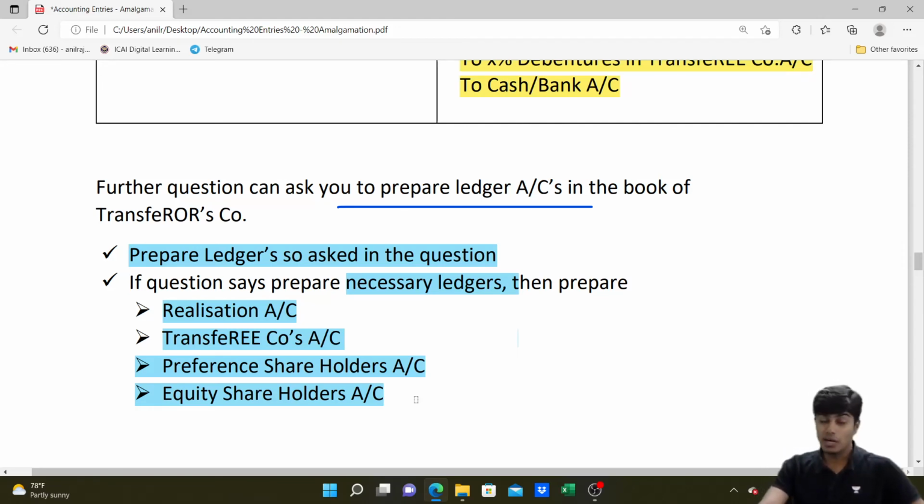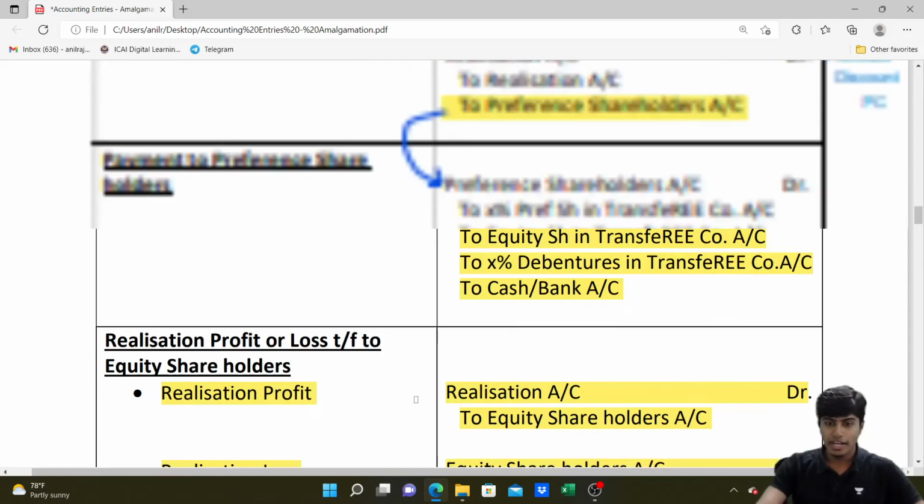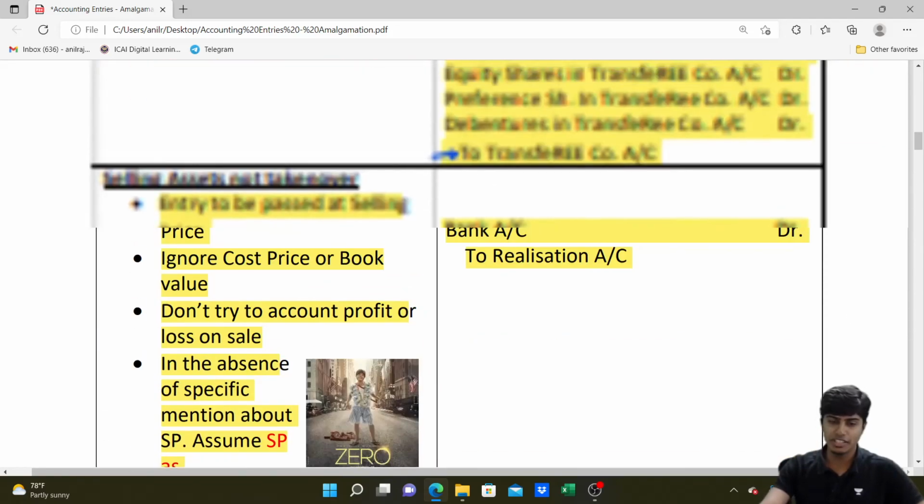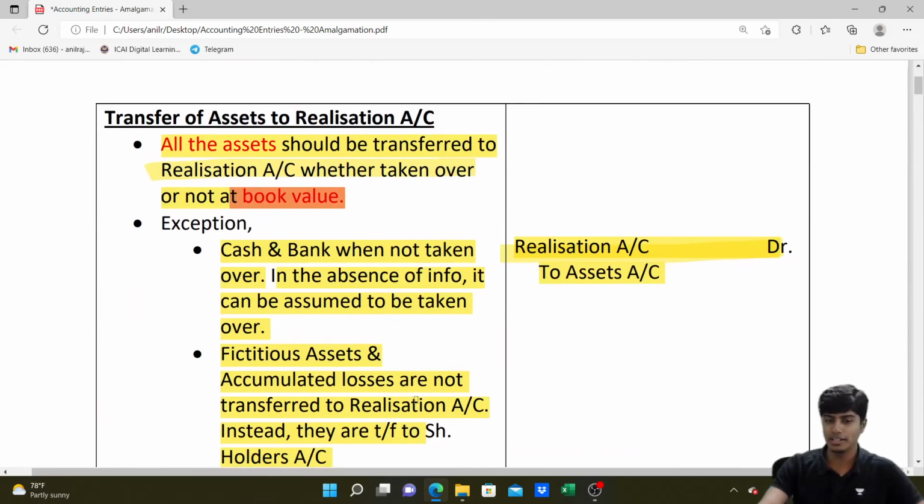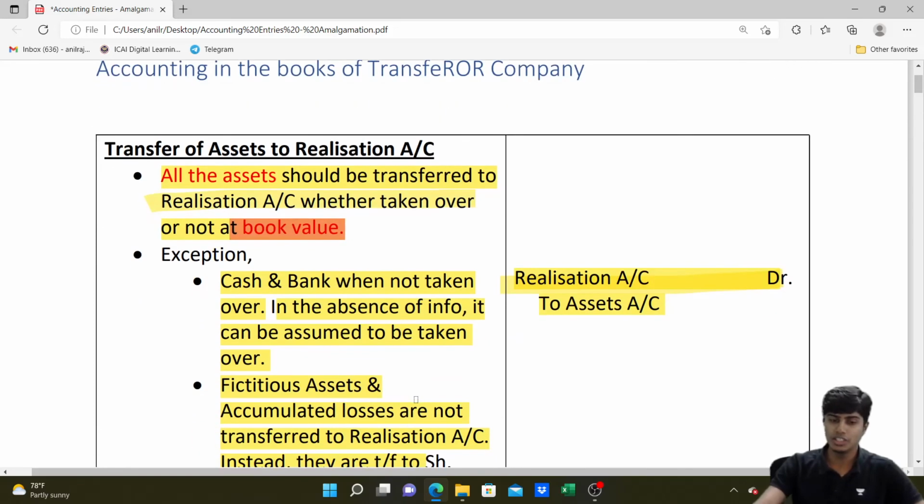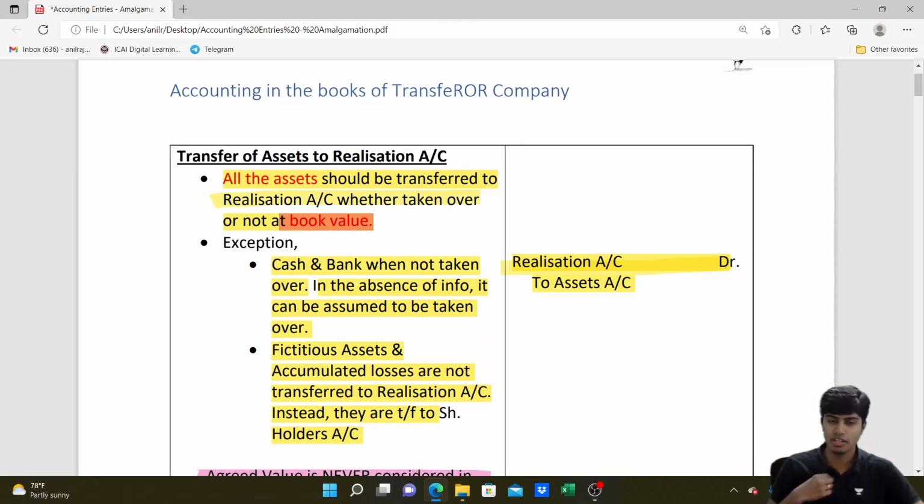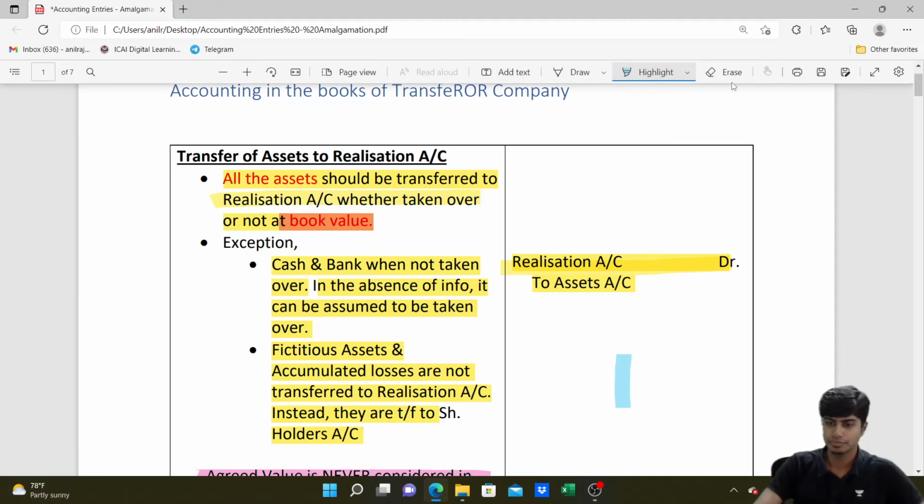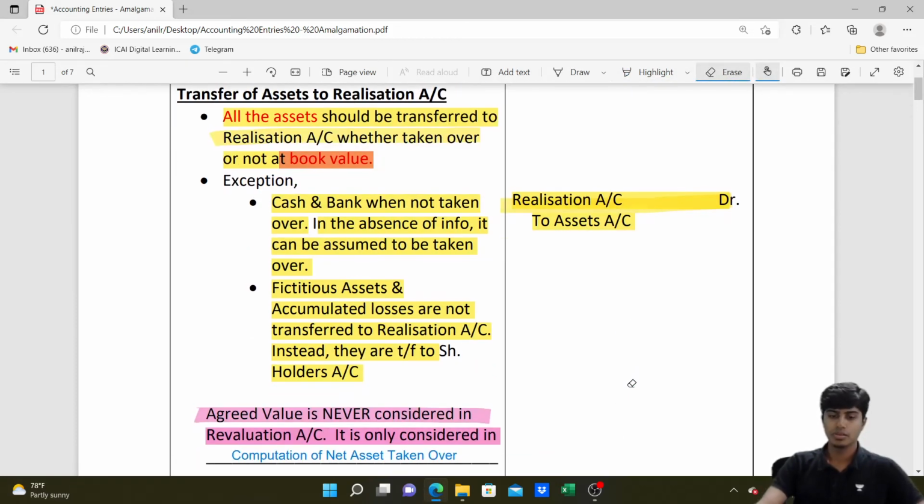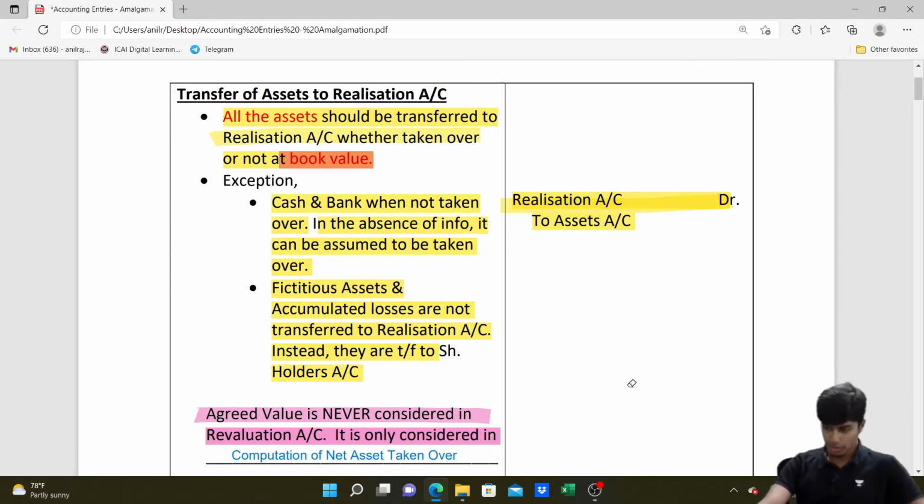Got it? Now, before I end up this video, I'll show the answers to you, every solution, every entry at about like 10-15 seconds, so that you can take a screenshot if you want, or pause it and then copy. I'll just run through it, fatafat. You guys can see through. Accounting entries in the books of transferor company it is. First entry. This is our first entry.